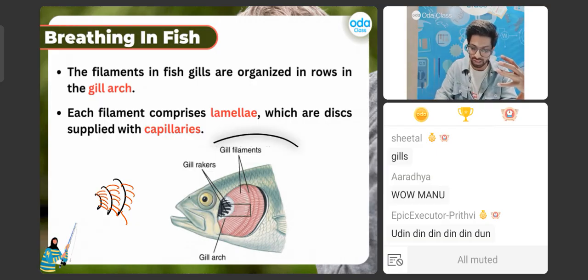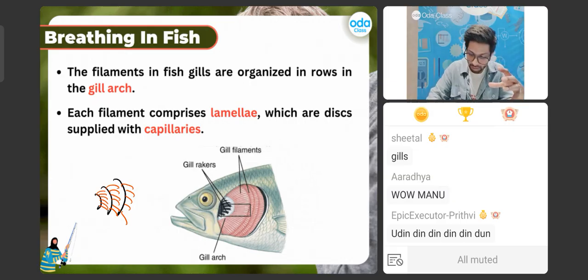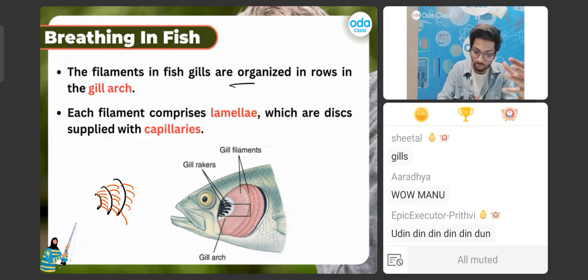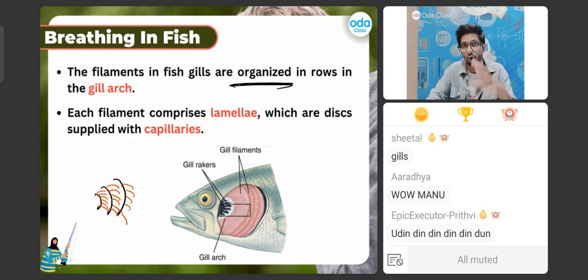If you see carefully in this diagram, there is a bony, bone-like structure. This one here is called the gill's arc. This structure is holding all the gill filaments together, so all these gill filaments are properly organized. They are present as a proper structure with the help of this gill arc. They are actually attached to it.